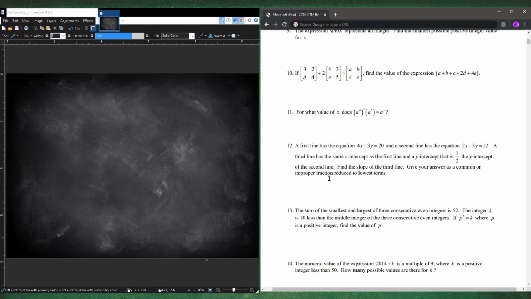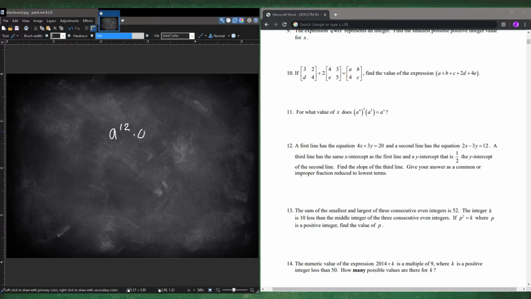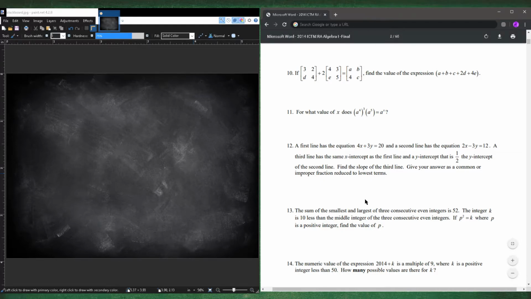Number 11, for what value of x does a to the power of 4 to the power of 3 times a to the power of 5 equal a to the x? So when you're going to exponents, you're going to be multiplying. So 4 times 3 is 12. And when you're multiplying the same bases, you're just going to add the exponents. So 12 plus 5 is 17. So answer for number 11 is 17. That's just basic exponential rules.